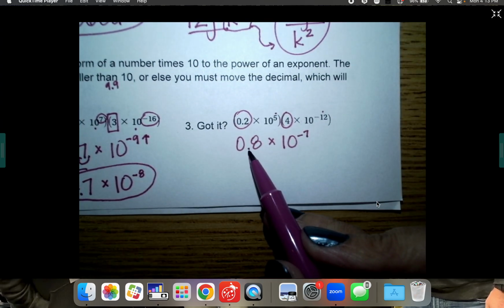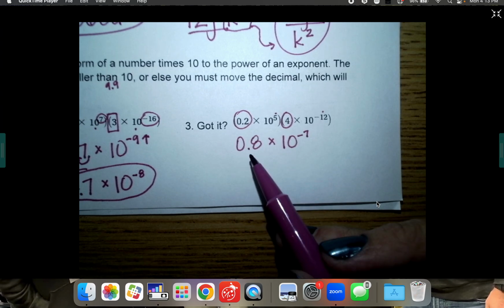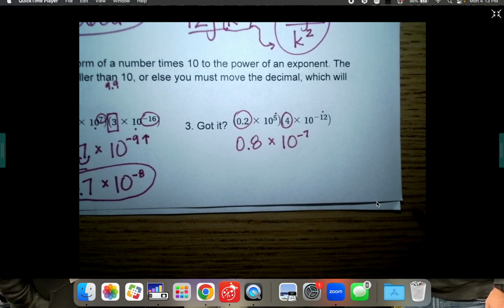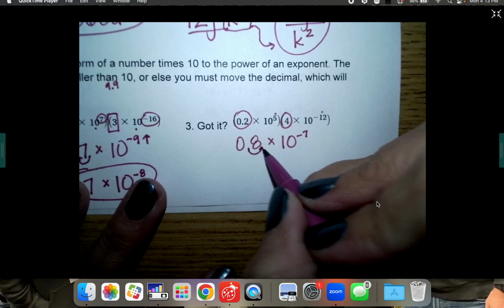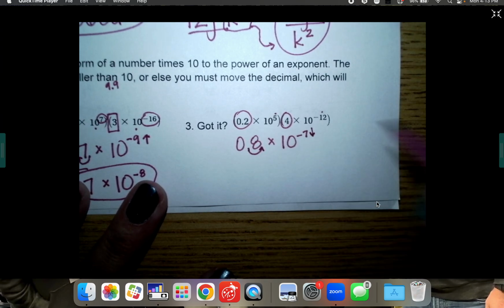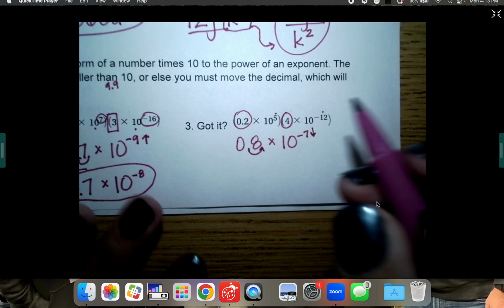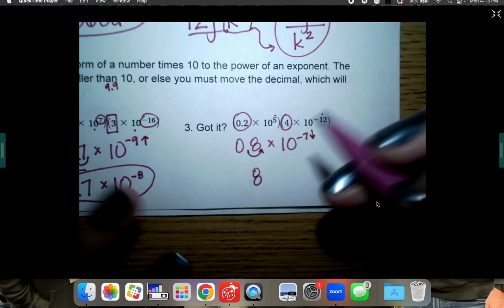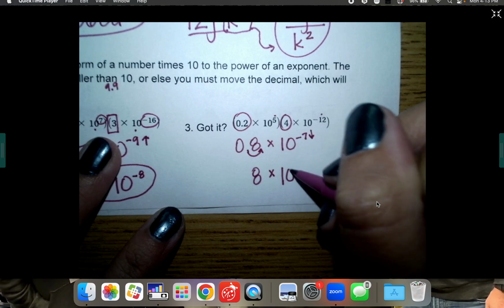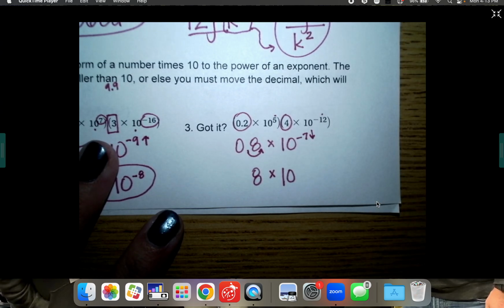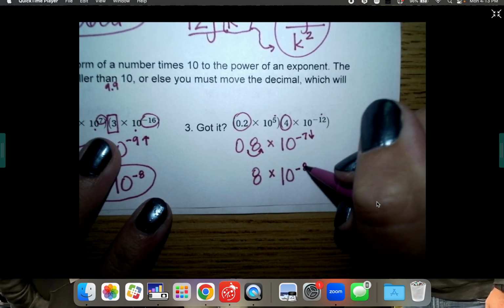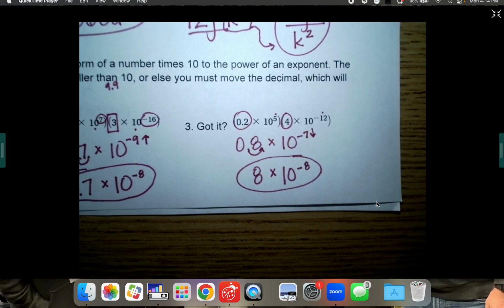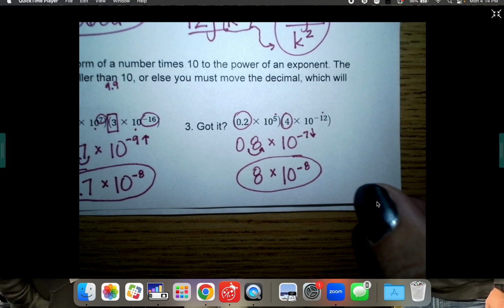All right, we need to make this number bigger because 0.8 is not between 1 and 10. So I'm going to move the decimal to make it bigger, which means I need to make my exponent 1 smaller. So if I move it, it's just going to be 8, or 8.0, which is the same thing as 8, times 10 to the, making this smaller goes further away from 0, so that would be to the negative 8th power. All right, let's look at the next page of notes. So go ahead and go to the back.